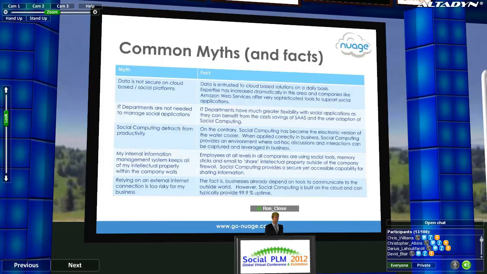Okay, so some perceptions and facts around where this whole movement is going. So I guess the first, and I don't know if it's necessarily a myth, let's call it a perception, is that your data is not secure on cloud-based social platforms. And with all due respect, we think that's changing a lot. Gartner and others have also said that in the next 4 to 5 years, more and more companies will trust their information to the cloud.